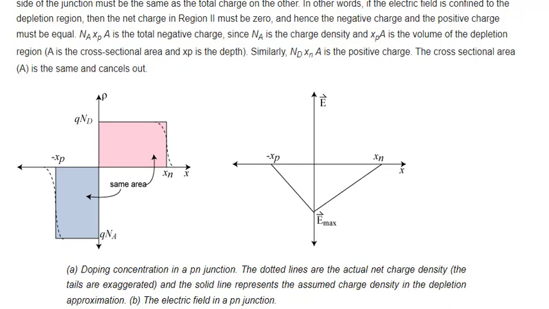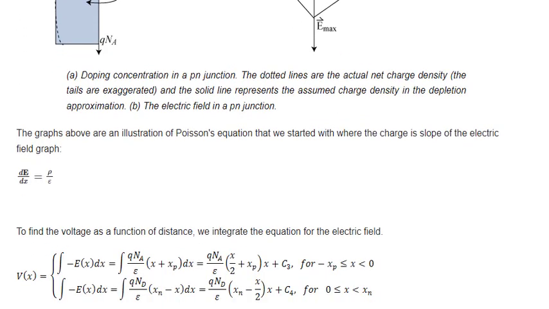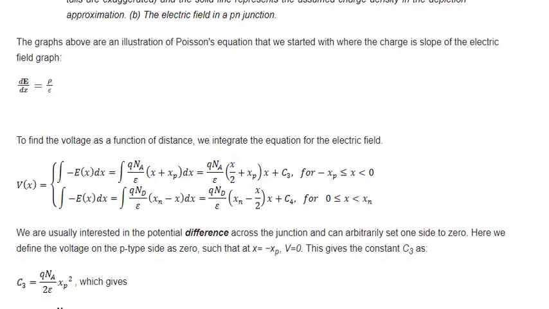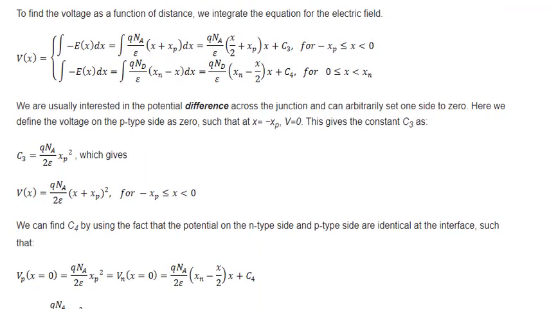A. Charge density in the depletion region. Doping concentration in a PN junction. The dotted lines are the actual net charge density. The tails are exaggerated, and the solid line represents the assumed charge density in the depletion approximation. B. The electric field in a PN junction. The graphs above are an illustration of Poisson's equation that we started with, where the charge is the slope of the electric field graph. To find the voltage as a function of distance, we integrate the equation for the electric field.